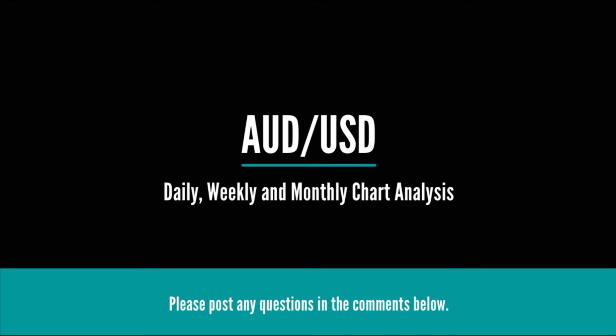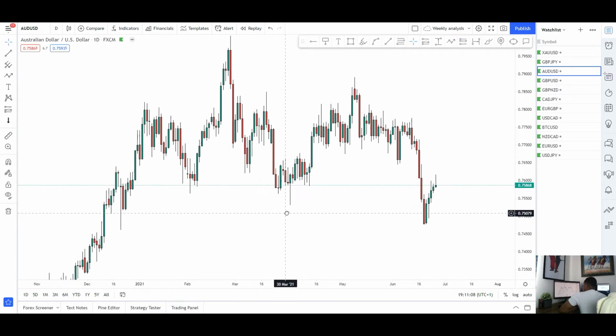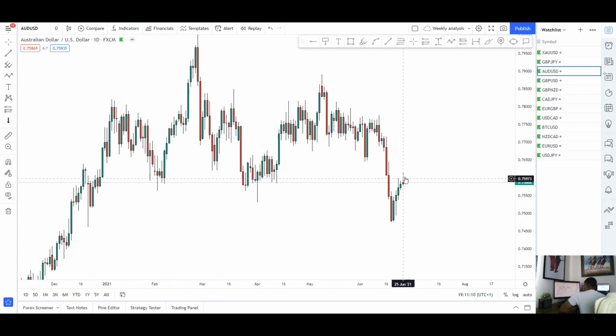Okay, so up next we've got AUD USD. So for this pair, we saw retracement to the upside this week, which was expected. We did have this big plummet to the downside last week. So again, we're expecting to see some retracement and the continuation to the downside.